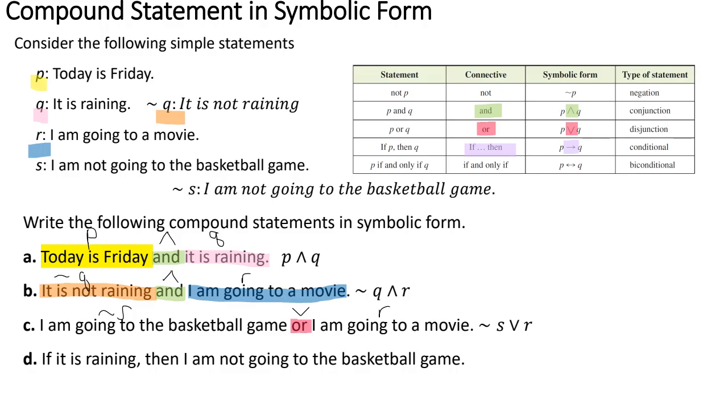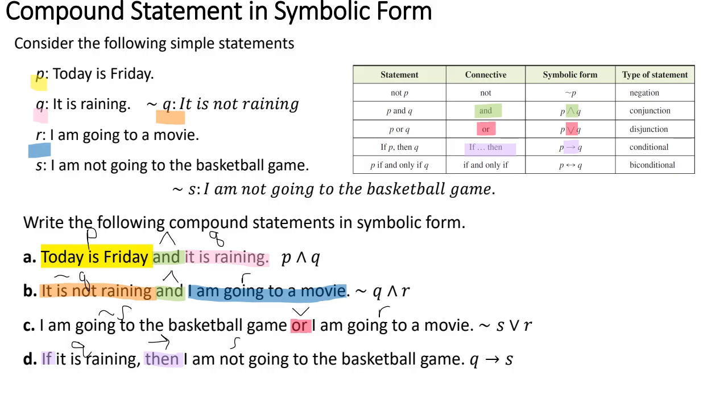And the starting sentence, that's the P sentence. Well, in this example, on my table I use P and Q, but if I look at the labeling, it says it is raining, so that actually is Q. So I'm going to start with the Q and then the arrow. I am not going to the basketball game, that is S. So in symbols, it will be represented as Q arrow S. And it represents exactly that. So those symbols represent that entire compound statement.